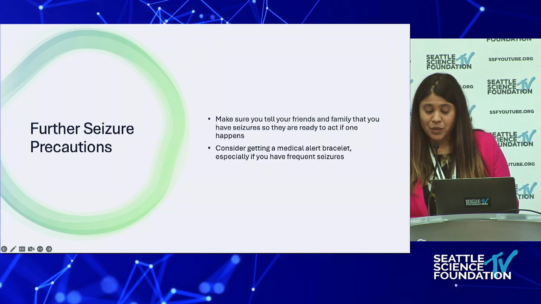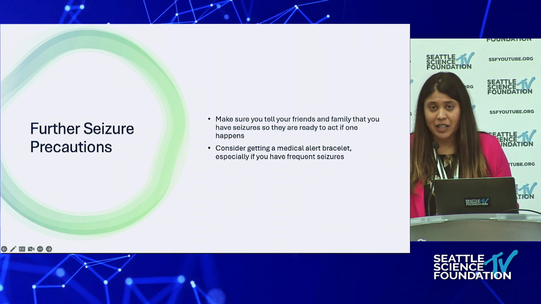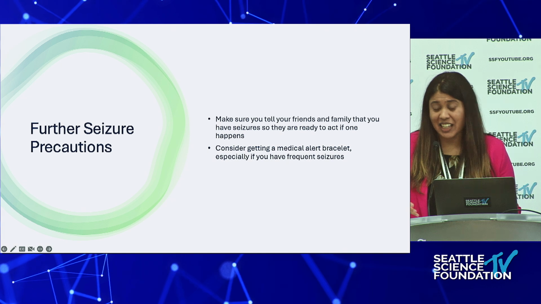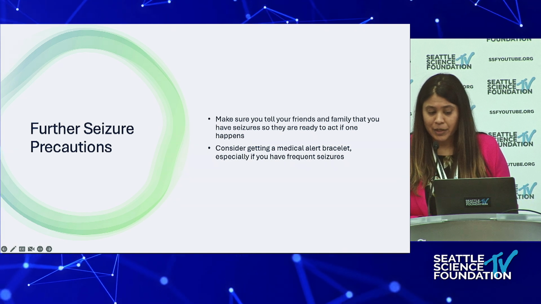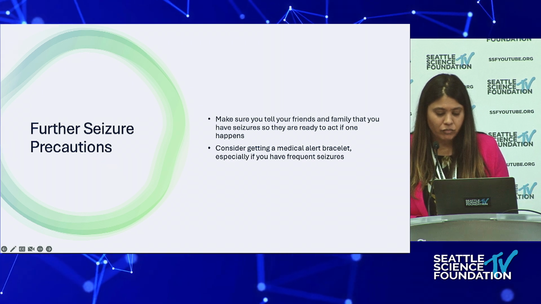Further seizure precautions. Tell your friends and family that you have a history of seizures, so they are ready to act if one happens, and just give them some instructions of like, hey, this is what you should do if I do have a seizure. Consider getting a medical alert bracelet, especially if you have frequent seizures.